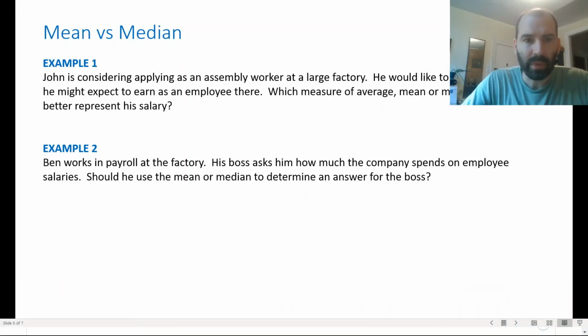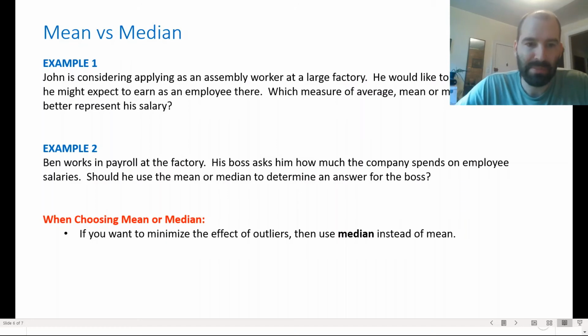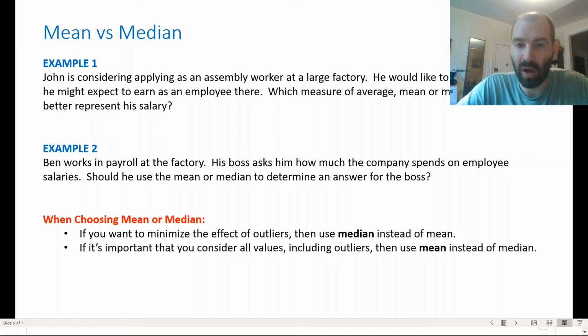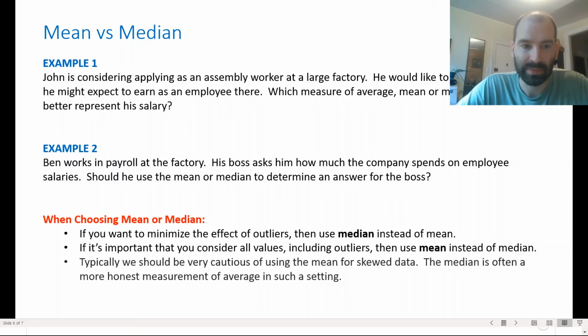Okay, so when you're choosing the mean or the median, if you want to minimize the effect of outliers, extreme data values, then you would definitely want to use the median instead of the mean. If it's important that you consider all values, including outliers, then use the mean instead of the median. And typically we should be very cautious of using the mean if the data is skewed. Because if the data is skewed to one side, if there's lots of large values as opposed to small values, or lots of small values as opposed to large values, then the mean is going to be influenced a lot by that. Whereas the median isn't influenced so much by that.